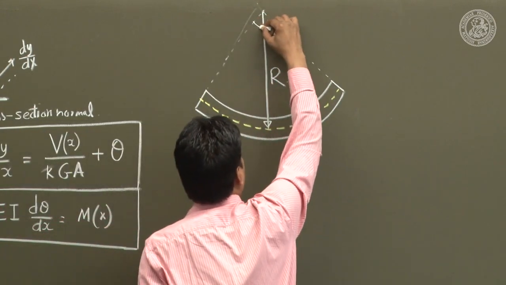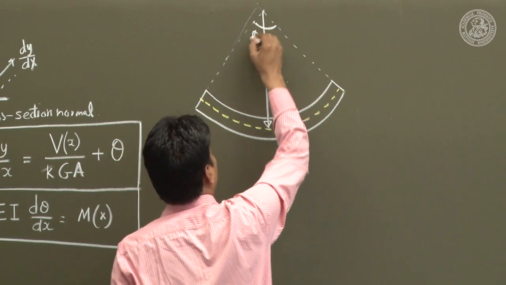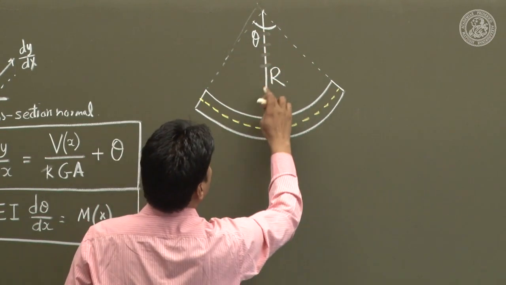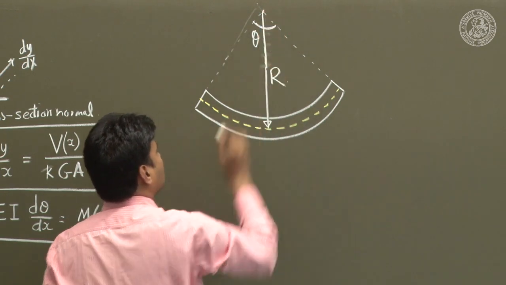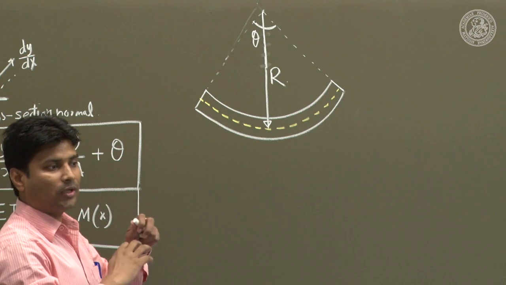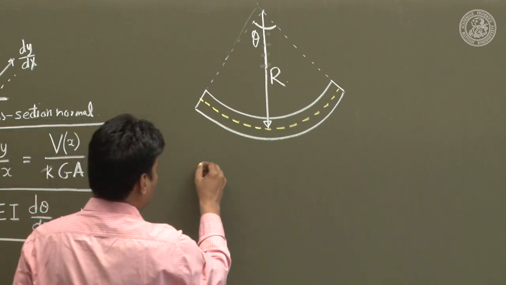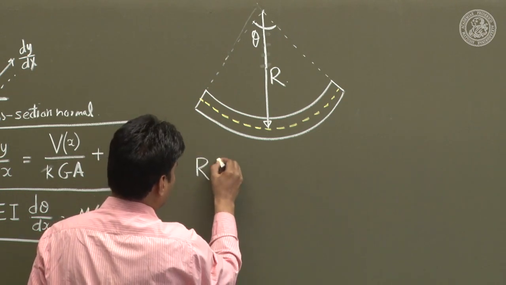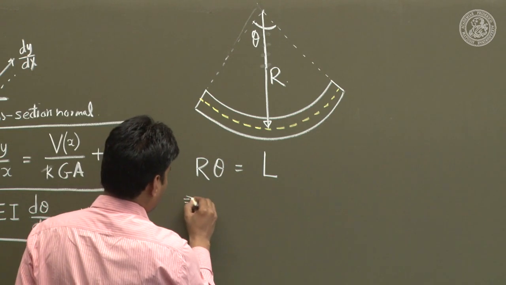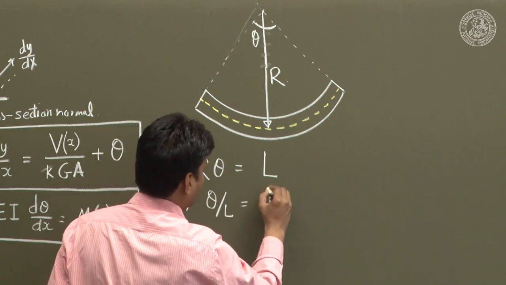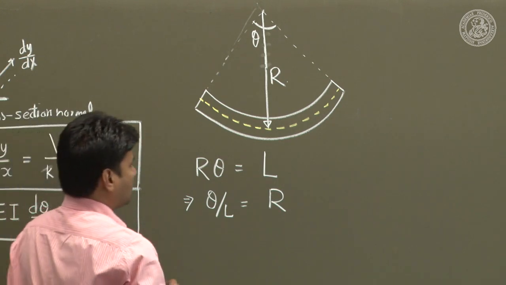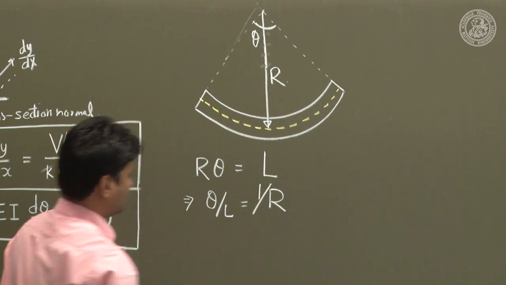And let us suppose this angle is theta. Okay? So maybe I should have a solid line on the box. Okay, and then we know that the neutral line does not undergo any stretching or compression. That implies that R theta is equal to L. Right? So theta by L is equal to 1 by R. Yes, it is 1/R. Okay?